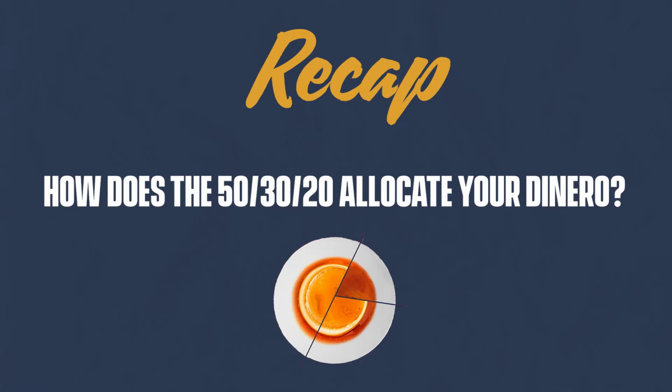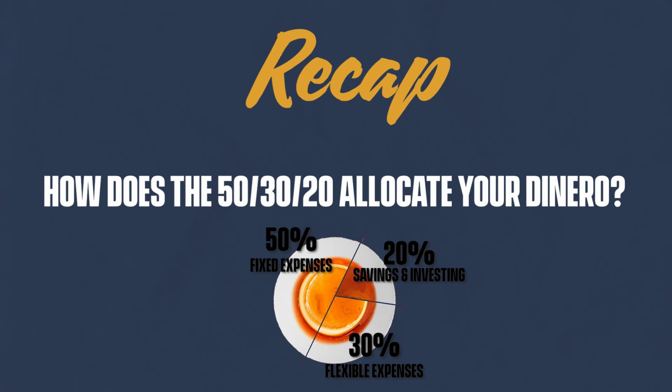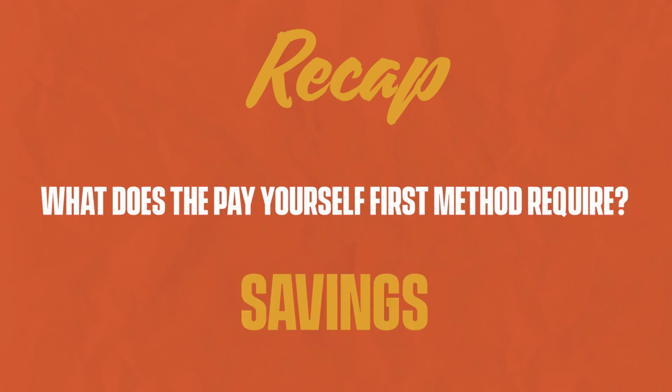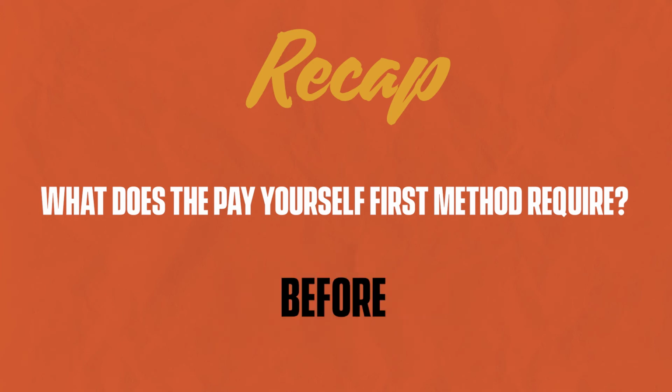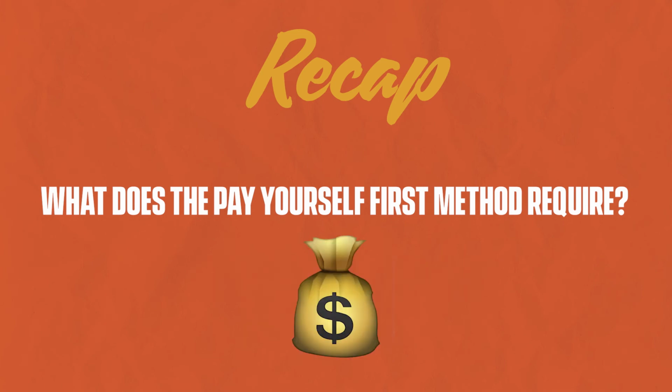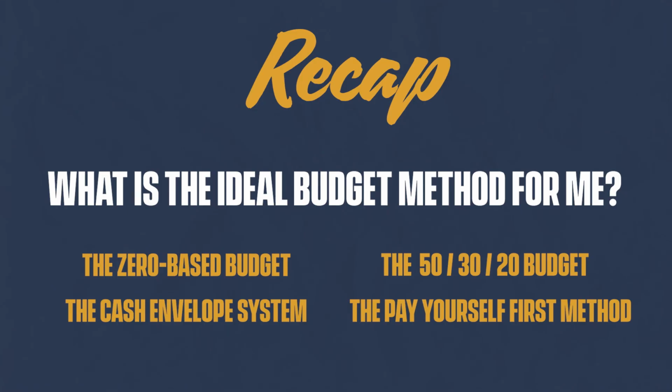The 50-30-20 budget allocates 50% for fixed expenses, 30% to flexible expenses, and 20% to savings and debt. This is a great budgeting method for people who have never created a budget before and want some guidelines. The pay yourself first method requires you prioritizing saving, investing, and debt repayment before your fixed and flexible expenses. This budgeting method is great for people who are natural savers with few expenses and consistent income. We want you to choose a budgeting style that works for you because personal finance is personal.